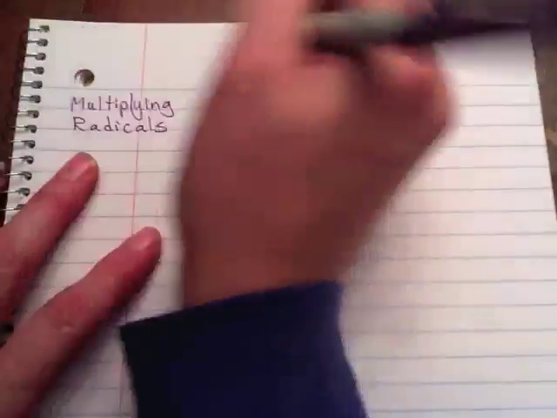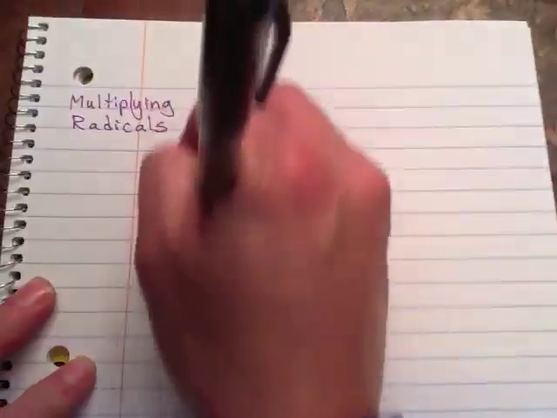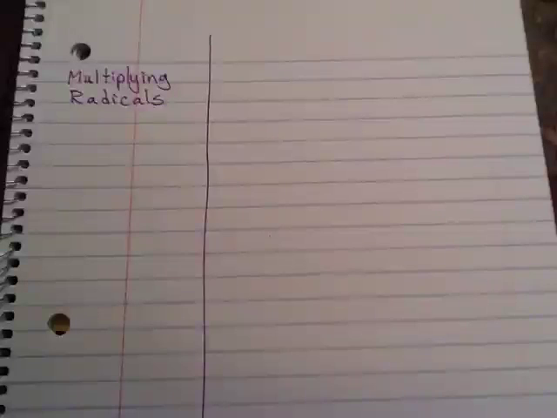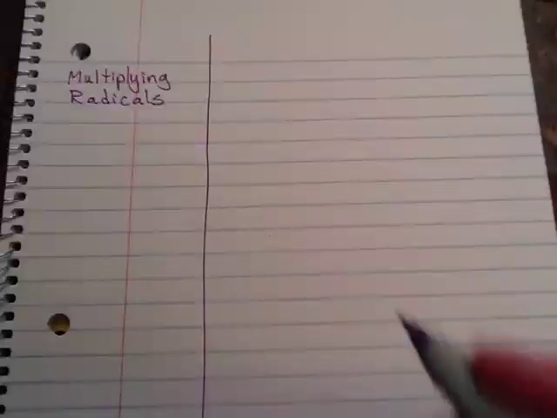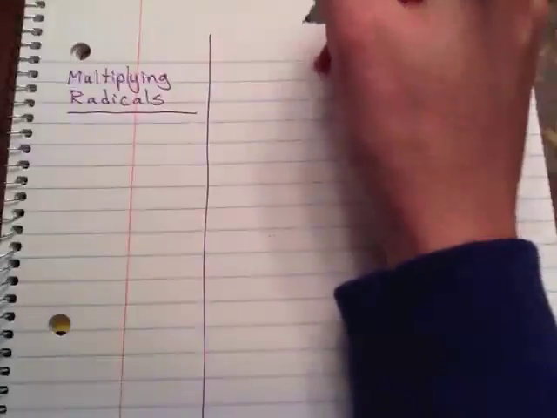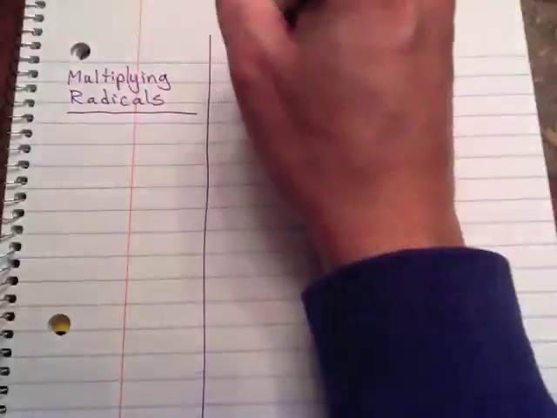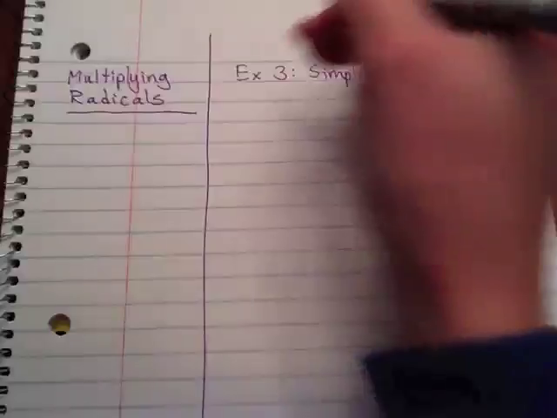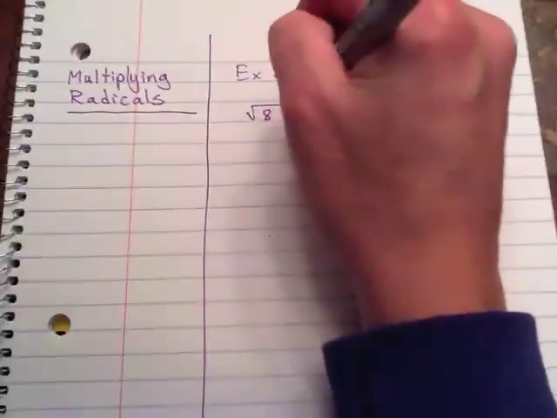The next set of examples we're going to be looking at is multiplying two radicals. And this is similar to what we were just doing, because you're still going to need to simplify them. So you have a couple different ways that you can do it. I'm going to show you both ways with the first example. This is example 3. Simplify the square root of 8 times the square root of 12.